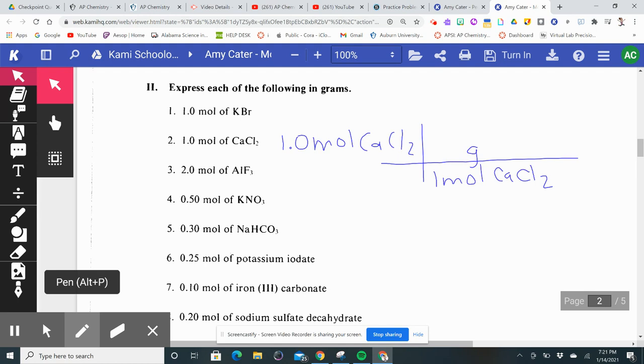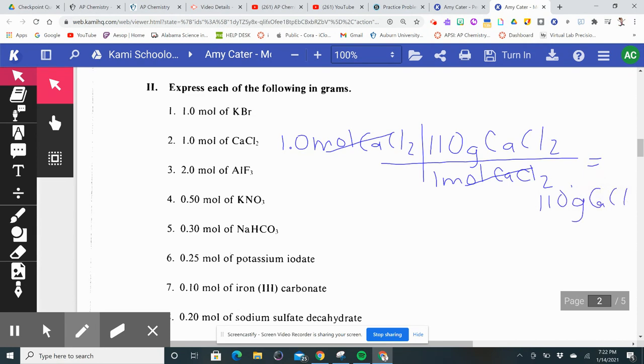Yes. So 35 plus 40 is 110. So in 1 mole of calcium chloride, there's 110 grams of calcium chloride. My moles cancel out. I multiply 1 times 110, and that gives me 110 grams of calcium chloride. And this is what you would need to do to show your work for these types of problems as well.